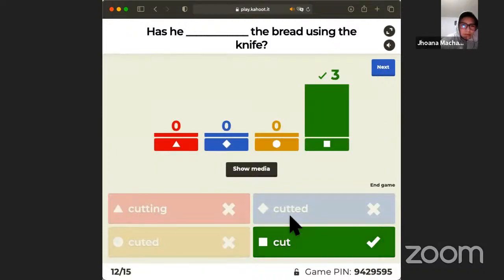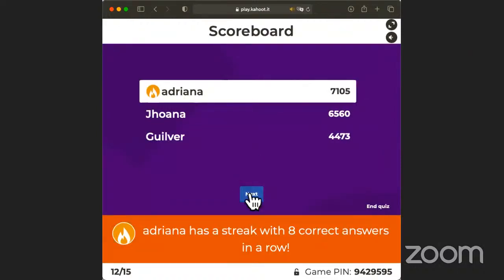Okay, great job, guys. Everyone responded correctly. Joanna, can you read it, please? Has he cut the bread using the knife? Great. Not "the knife." No, it's a question. Thank you. All right.